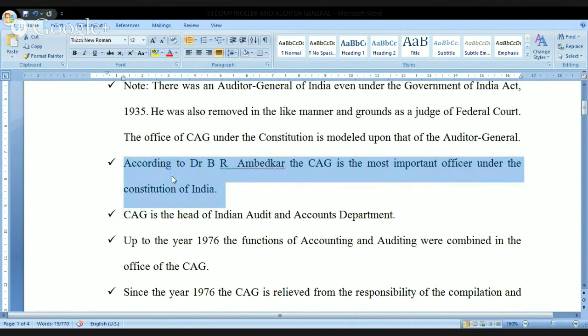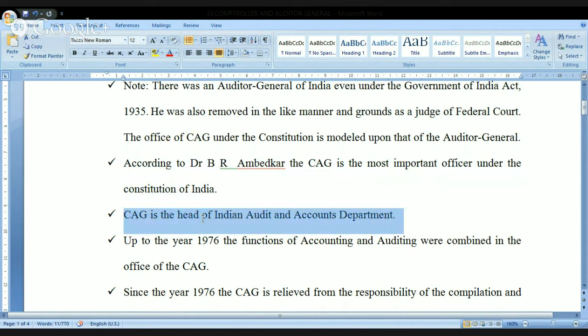Look at this. Dr. B.R. Ambedkar said that CAG is the most important officer under the Constitution of India. And there is a department called Indian Audit and Accounts Department. Kindly remember this, all of you who are writing the civil service examination, I wish you all to get into the topmost services like IAS, IPS, or IRS. And of course, that all depends on how much effort you are putting in, that's a different thing. But I sincerely wish all of you to be at that level. Apart from IAS, IPS, IRS, IRTS, and so many others, one of the services in the list is the Indian Audit and Accounting Service, that is called IAAS.